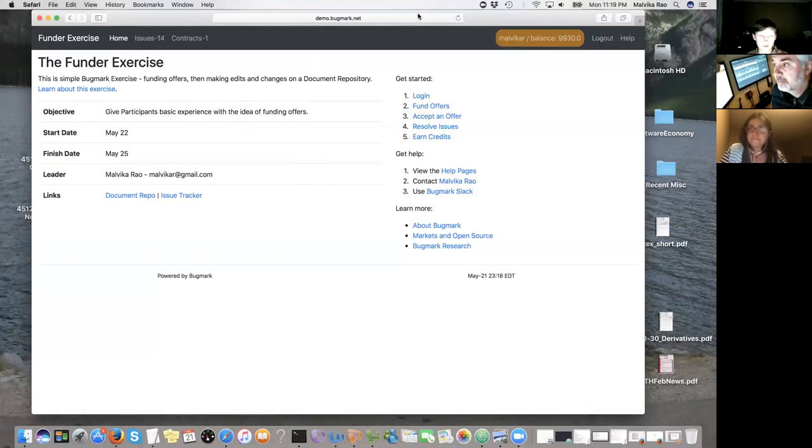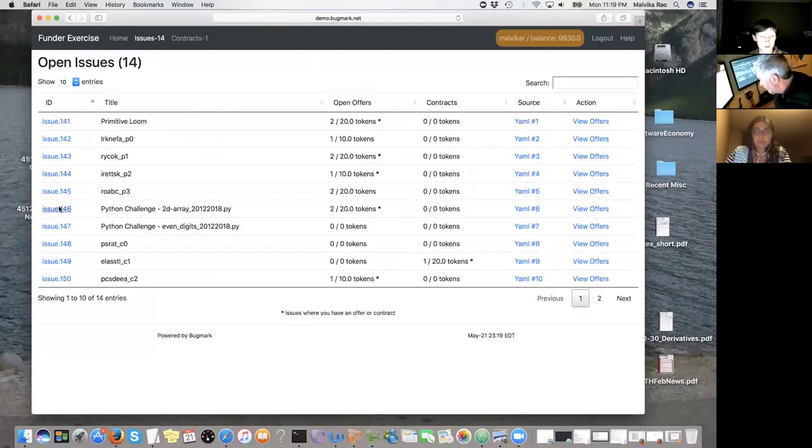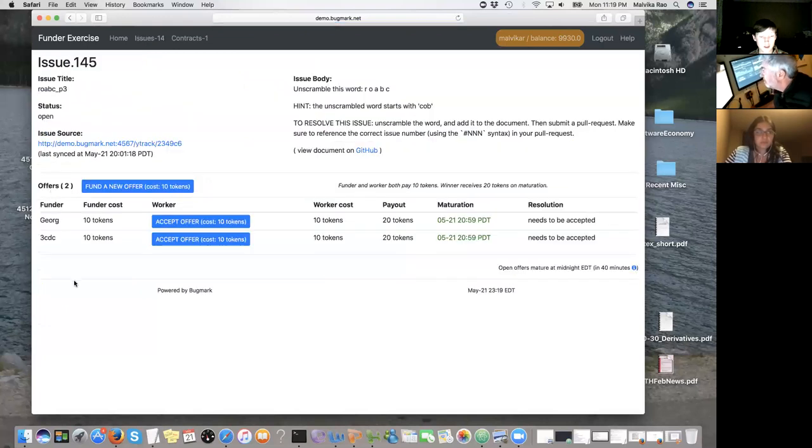So there's one more thing that I would like to show, and that is that we can accept multiple offers on the same issue. Andy, did you fund any issues? No, but I will now. Okay. If you could fund an issue that I also funded, so for example, 145, then Malvika, if you can go to that issue, 145, and you accept the one offer.